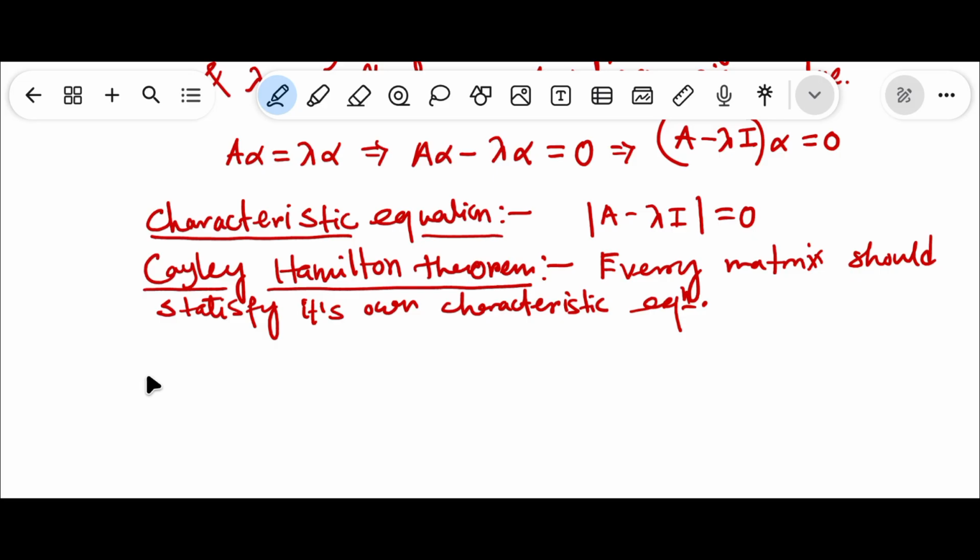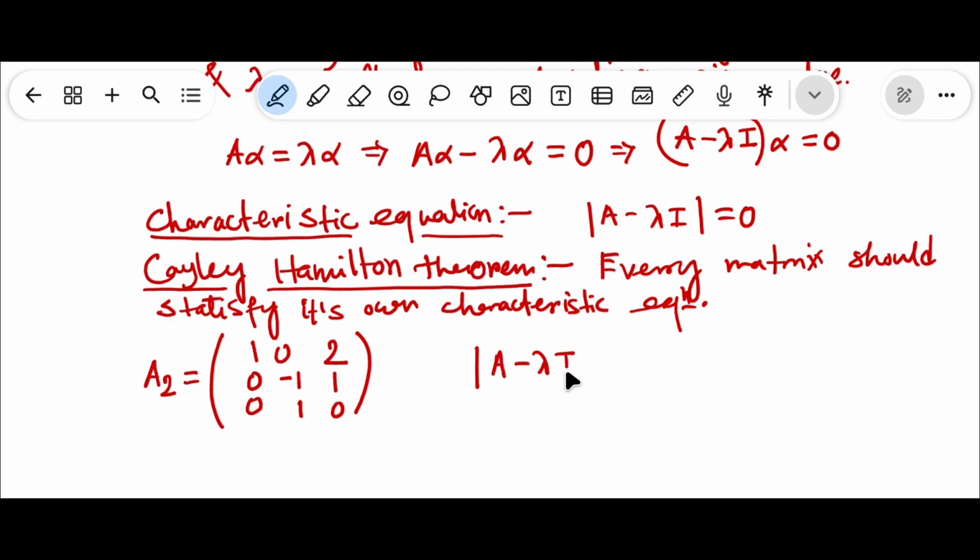So students, let me take one matrix for which we are going to find the characteristic equation. Let us take matrix A2 as 1 0 2, 0 minus 1 1, 0 1 0. Now see, I have written that our characteristic equation is determinant of A minus lambda I equals 0. So we are going to find this. This is our characteristic equation.